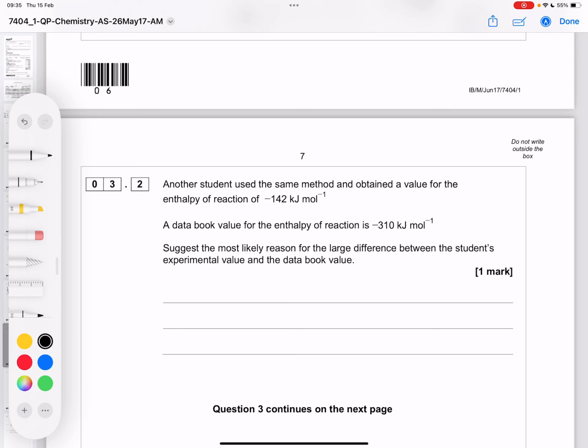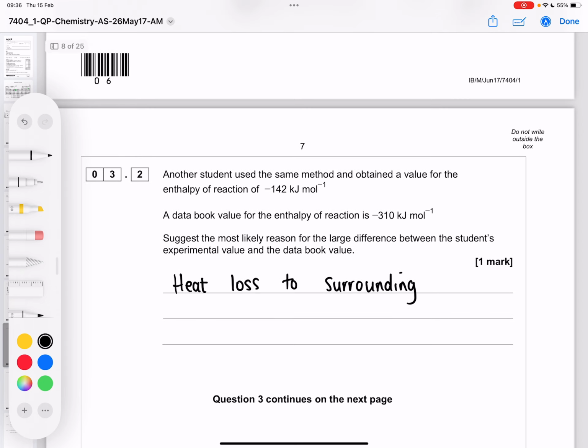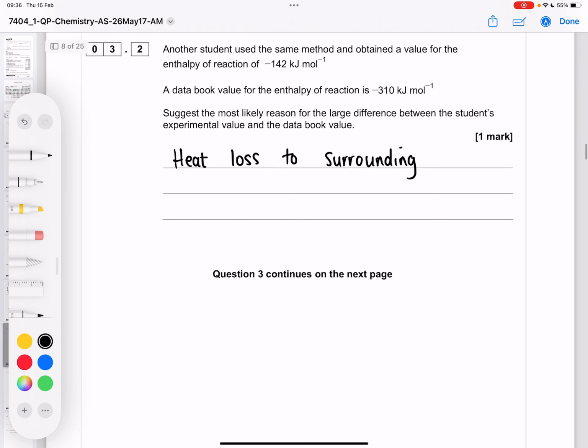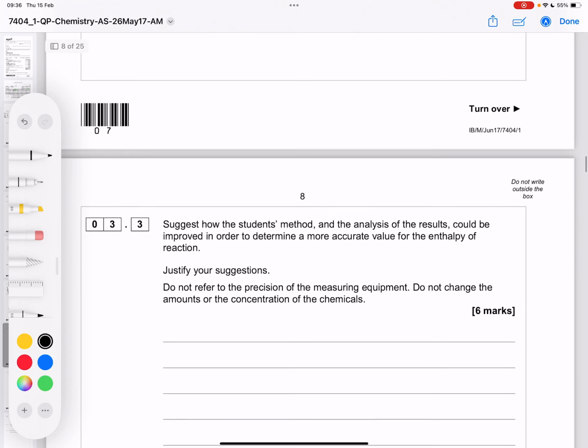Well, the main source of error that could have led to this, the reason that we're not getting as big a reading as we should, is heat loss. The solution was not just putting all of that heat into the thermometer, we were losing heat to the surroundings. Okay, so it was going into the beaker instead of into the thermometer, into the air around it, and we weren't measuring it. So the number in the data book shows a lot more heat being released than we measured in the thermometer. And it says our question continues on the next page.